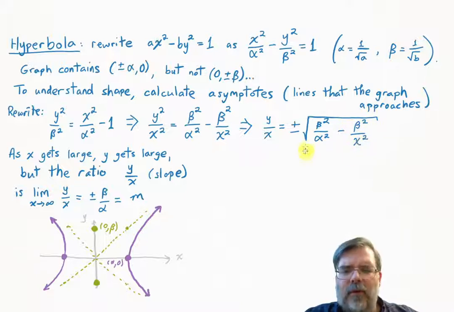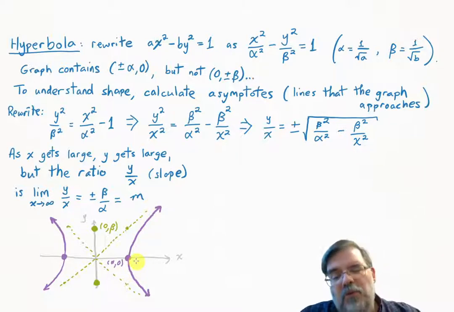So then what are we left with? Well, the square root of beta squared divided by alpha squared. That's pretty nice because that square root cancels both of these squares. And we're just left with plus or minus beta over alpha. So that's the slope, which I'll write as m, the slope that these curves are tending to.